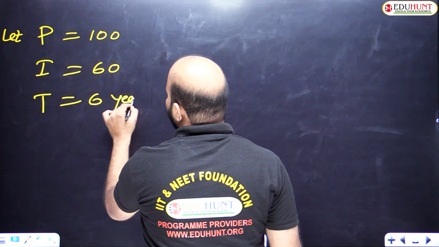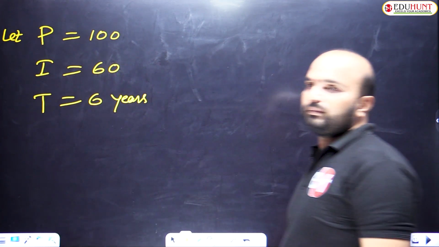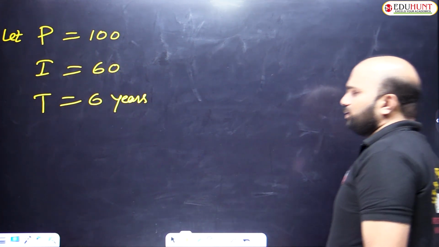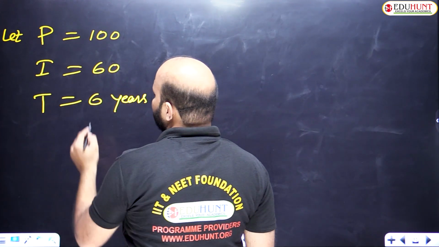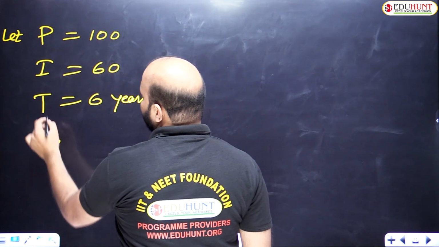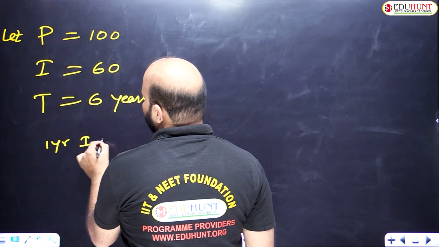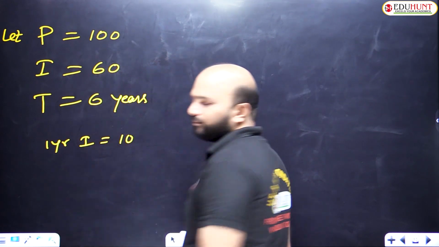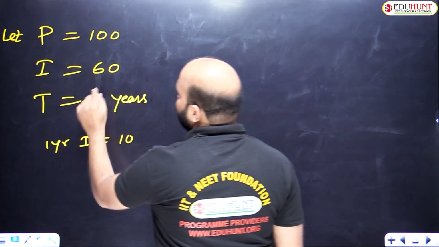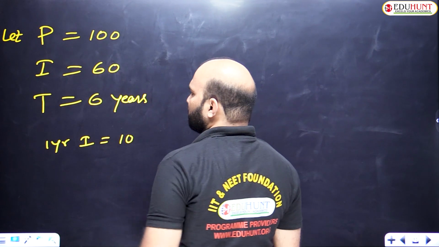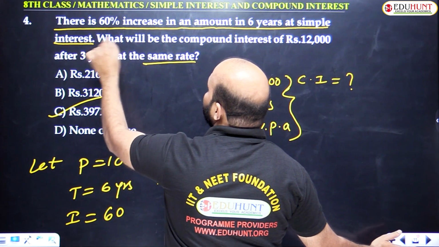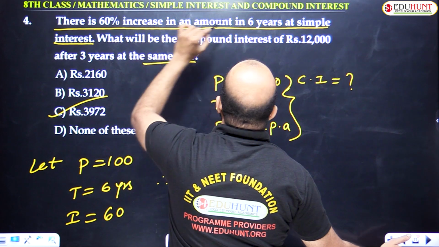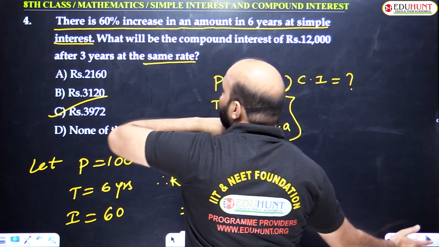Time, how many years given? 6 years. So clearly we need to notice that interest is 60 rupees in 6 years. That means 1 year interest is equal to 10 rupees. So 6 years interest 60. How do we get 1 year interest from 60? Already given in that question: there is a 60% increase in amount in 6 years at simple interest.